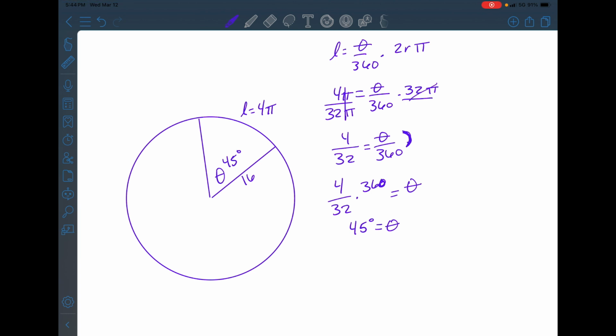And then I said, hey, what's the measure of the arc? The measure of the arc is the same as the measure of the central angle, but the length of the arc is 4 pi. So now you've learned how to solve for radius or theta. You can solve for theta in an area problem. You can solve for radius in a length of the arc problem.